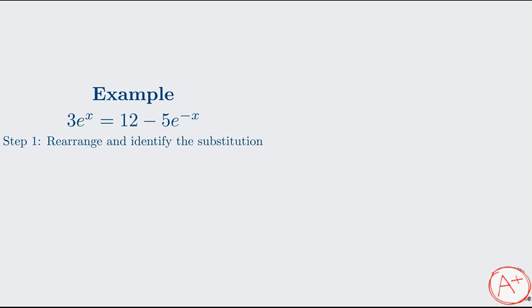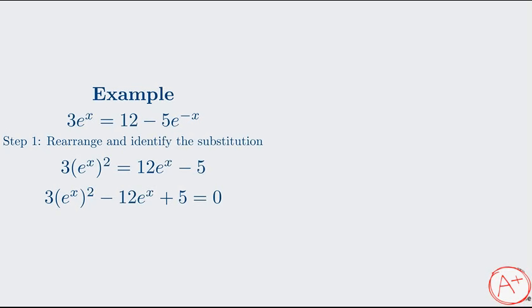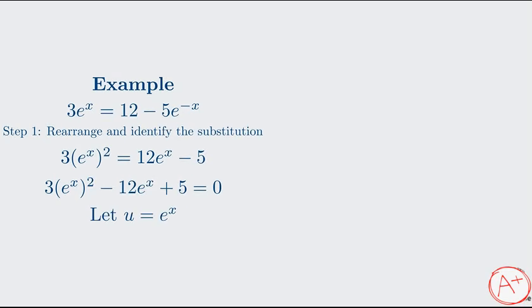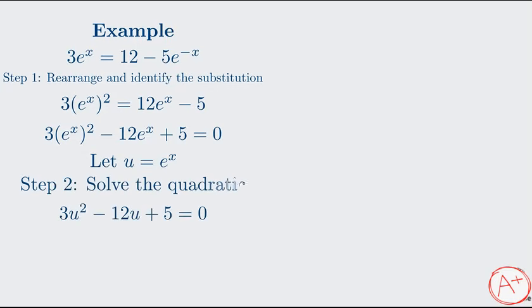Finally, let's look at an exponential equation. 3e to the power of x equals 12 minus 5e to the power of -x. Before we can use substitution, we need to deal with that negative index. We multiply the entire equation by e to the power of x to eliminate it. Now we bring everything to one side to set it to 0, and then let u equal e to the power of x. This gives us 3u squared minus 12u plus 5 equals 0.